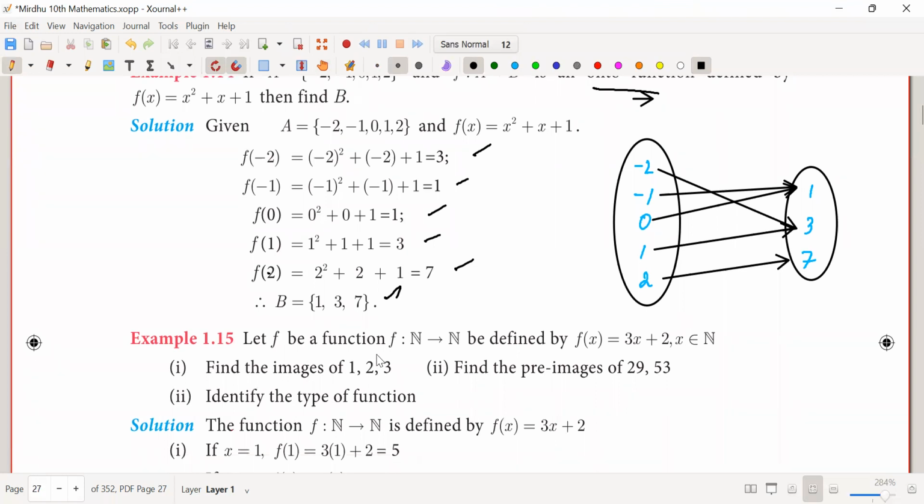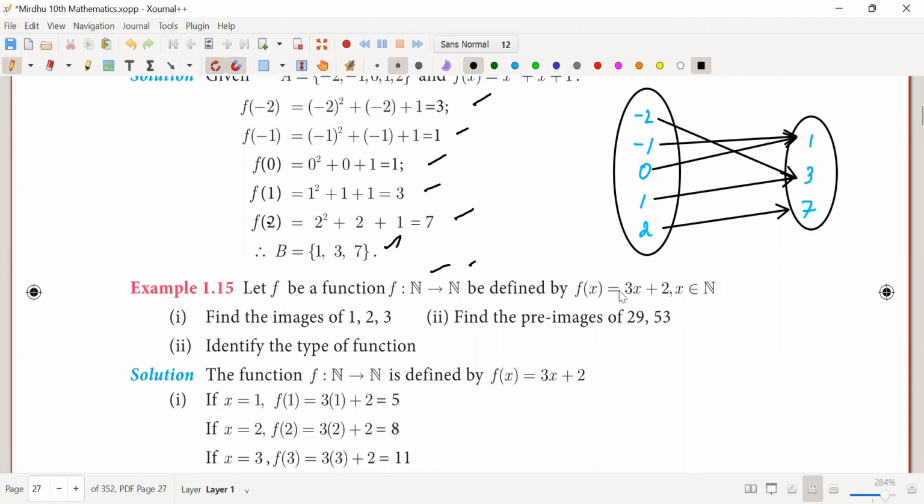Let f be a function from natural numbers to natural numbers, defined by f of x equal to 3x plus 2, x an element of N. Find the image of 1, 2, 3. When I substitute 1, 3 into 1, 3 plus 2, 5. When I substitute 2, 3 into 2, 6 plus 2, 8. 3 into 3, 9 plus 2, 11. Those are the images.